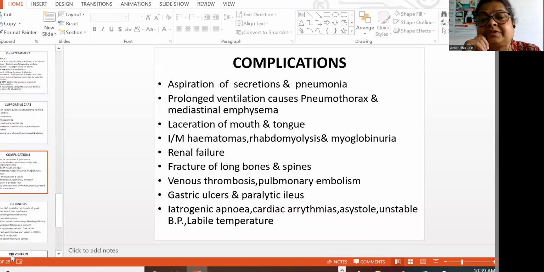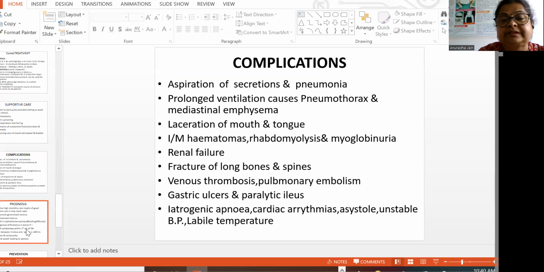Complications are aspiration of secretions and pneumonia. Prolonged ventilation causes pneumothorax and mediastinal emphysema, so you have to take care of that also. Laceration of the mouth and tongue may occur, so you have to prevent tongue bites during the spasm. Then intramuscular hematomas, rhabdomyolysis and myoglobinuria, renal failure, fracture of long bones and spine, venous thrombosis, pulmonary embolism, gastric ulcers and paralytic ileus, iatrogenic apnea, cardiac arrhythmias, asystole, unstable BP, and labile temperatures.